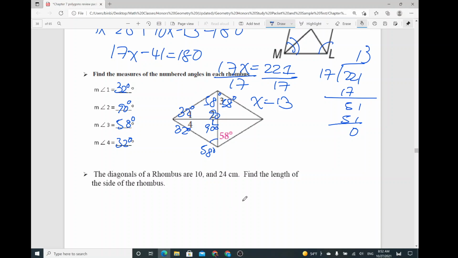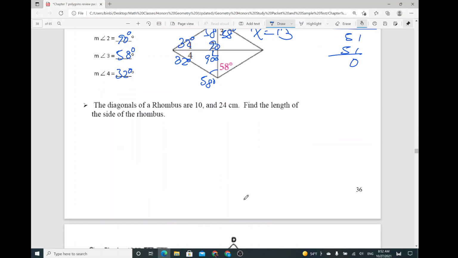Okay, so now let's see what else we have for this. The diagonals of a rhombus are 10 and 24. Okay, so draw the rhombus. So diagonal, one is 10 and the other one is 24.